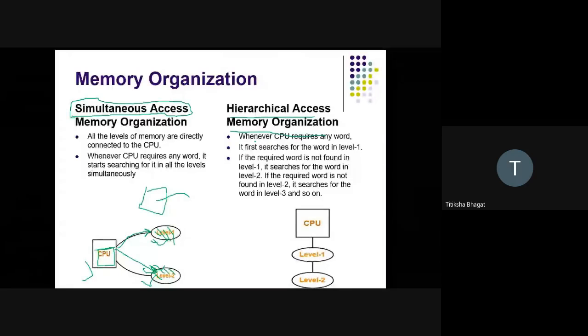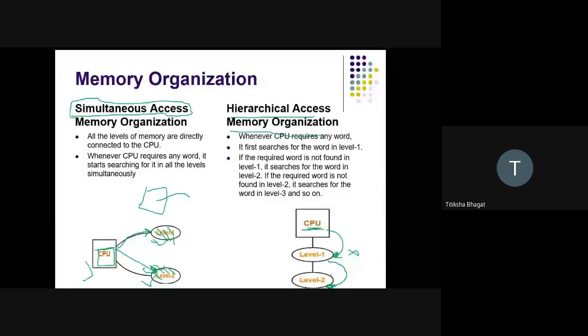Now when it comes to hierarchical memory access organization, in this case the CPU will first start searching in level 1. If the required data is not there in level 1, then only will it start searching in level 2. Got it? That is simultaneous access memory organization and hierarchical memory access organization. So you can organize the memory like this.